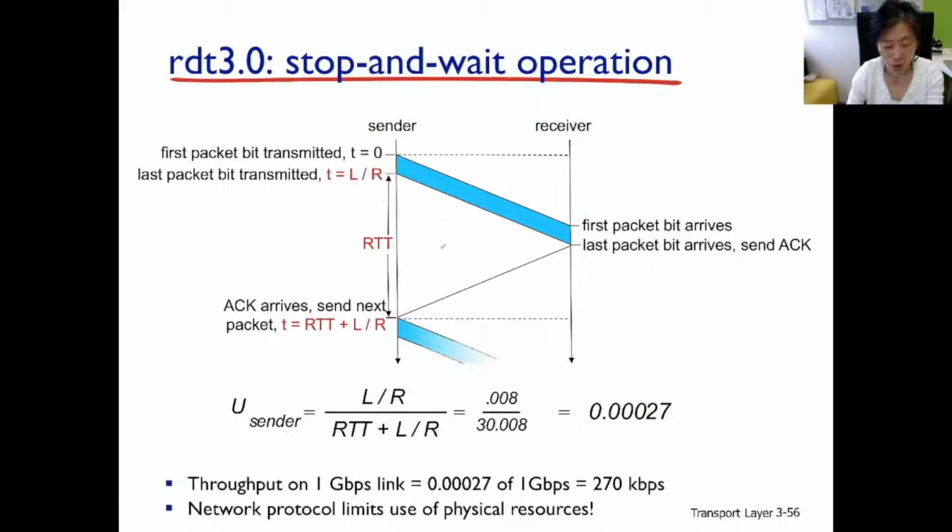And that low utilization can be translated here. The throughput on the 1 gigabit link is only 270 kilobits per second. This is not even enough to send any video that would be sensible. So you see here, RDT 3.0, the design itself, although it works, limits the use of the physical resources. We're only sending one packet and then stop and wait until we can send another one.